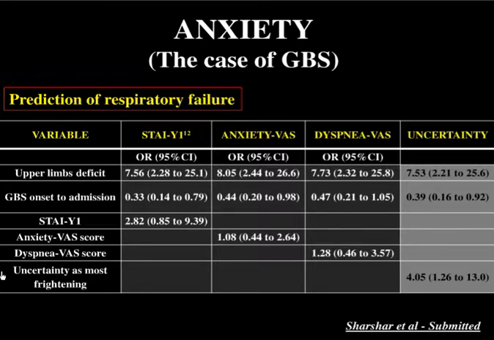And what we found as the main predictor of respiratory failure was the feeling of uncertainty. Even with adjustment to motor deficit and vital capacity, or the time between onset and admission, which are the main predictors of respiratory failure in patients with Guillain-Barré syndrome.